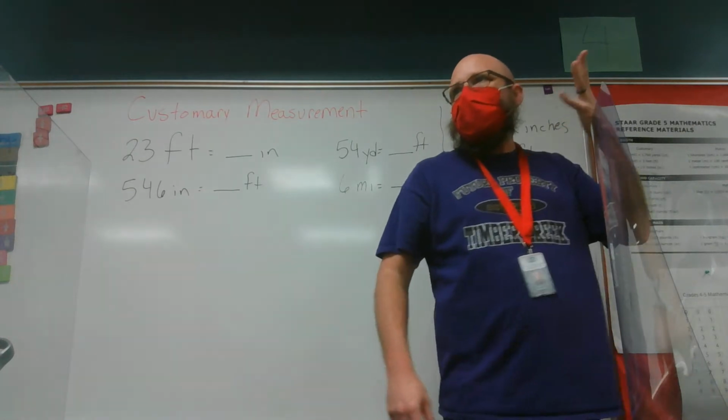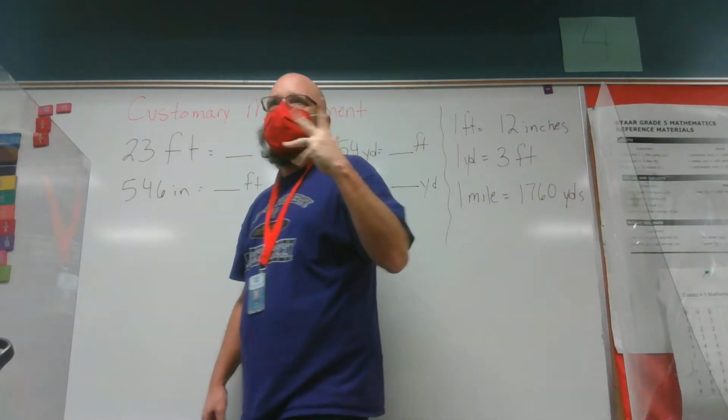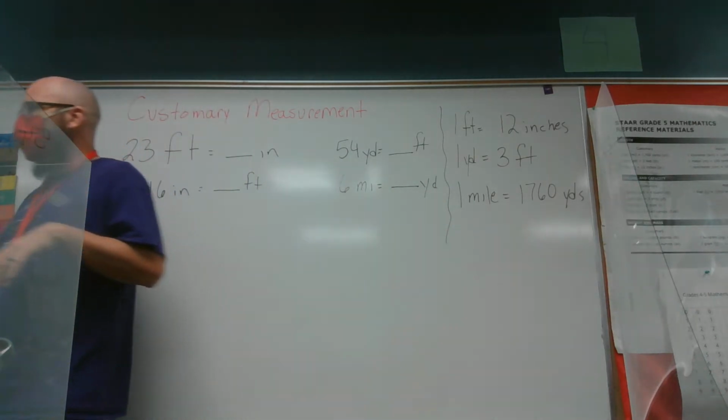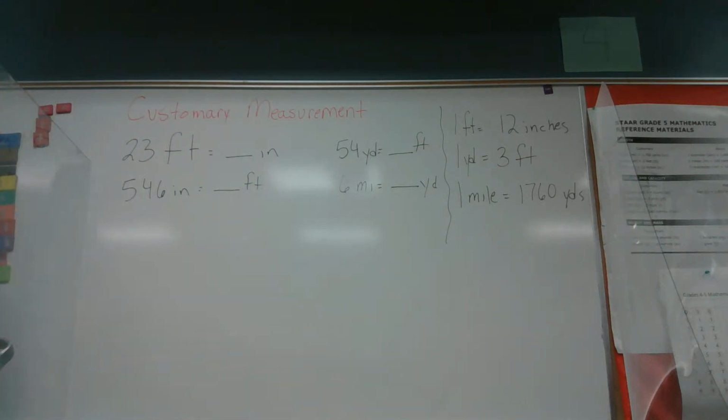Feet, yards, miles, inches. That's the customary system for length. Length is how far something is, as you can tell by the feet, inches, miles, yards.